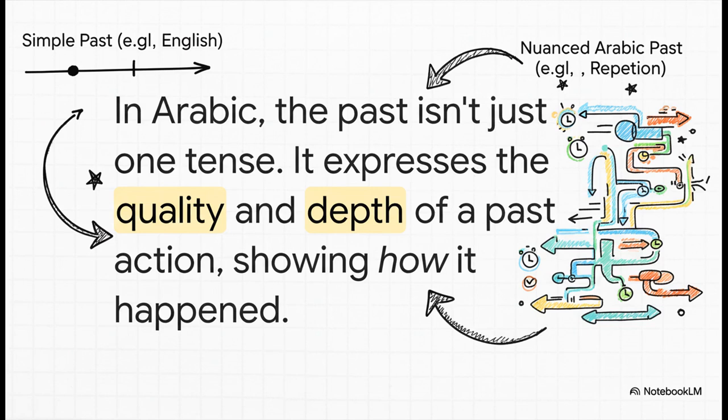And this is where it gets really cool. Arabic grammar doesn't just stamp an event with past. It digs deeper. It asks, okay, but was it way back in the distant past? Or was it something that used to happen all the time? Or maybe it just finished like a second ago. The language gives you these incredibly precise tools to answer those questions and paint a much, much richer picture.